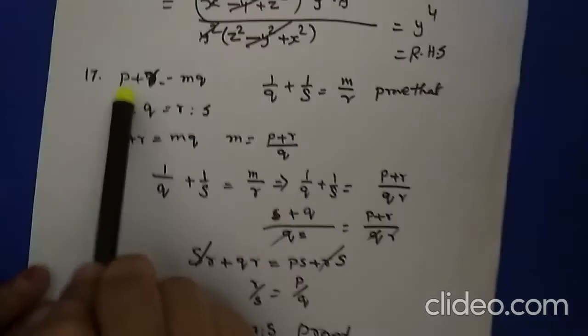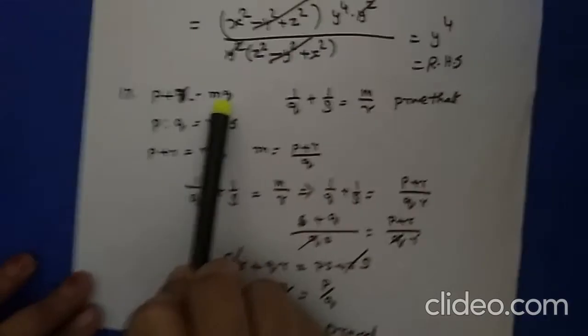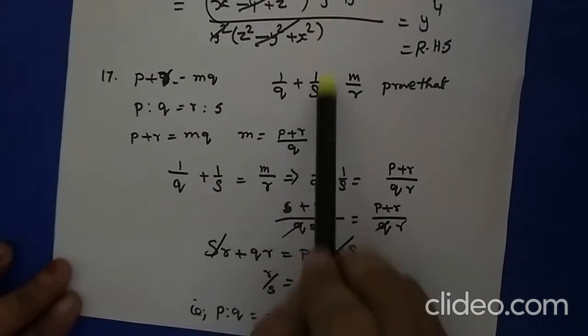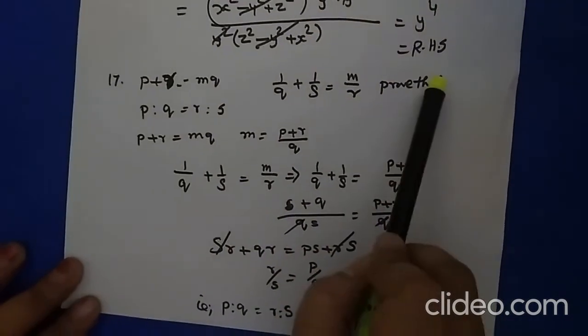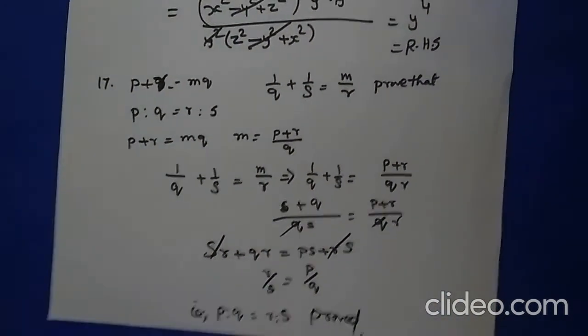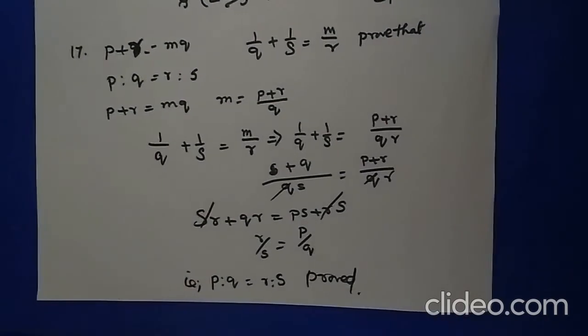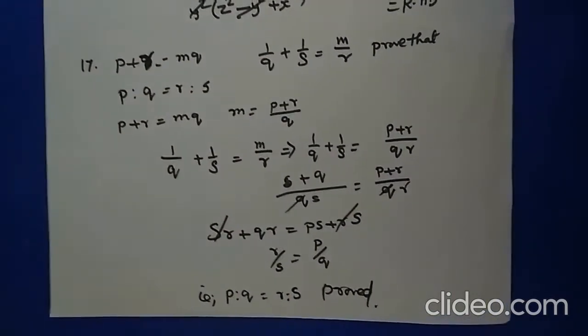Come to the 17th question of the same exercise. P plus R is equal to MQ given, and also 1 by Q plus 1 by S is equal to M. Prove that P ratio Q is equal to R ratio S. That means P, Q, R, S are in proportion.